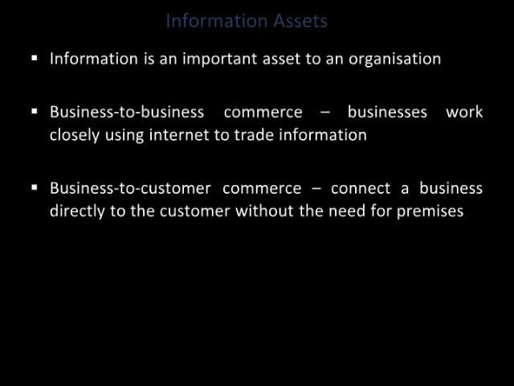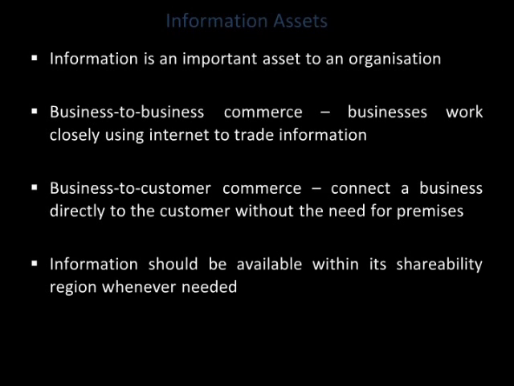To maximize an information asset's utility and thus its value to an organization, it should be available within its shareability region whenever needed. If such an asset is not available when some authorized person or system requests it, then this is a failure of shareability. For example, not having access to your email when you need it, or not being able to remember your password for some machine or system.